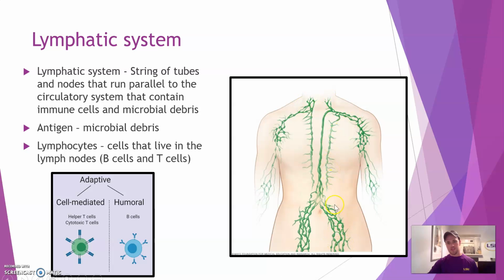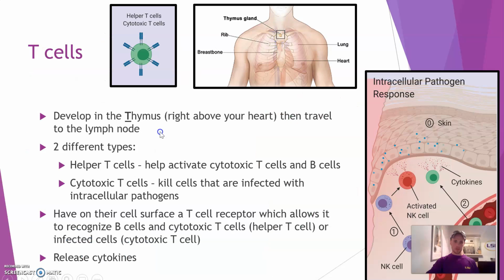This should look familiar. You've got these little nodes and these little tubes that are connecting everything. Again, these run parallel to the circulatory system. They're little strings and tubes. The first thing we're going to talk about is what's inside of these tubes. What's inside of these things is microbial debris.